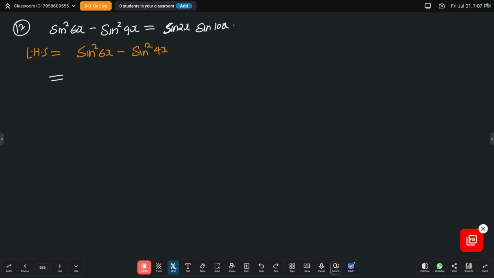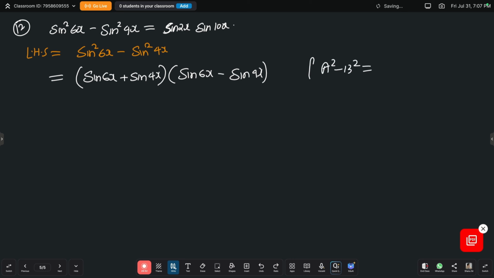So immediately you should think, I don't have such a formula, but I have a square minus b square. You just observe and follow. A square minus b square is a plus b, a minus b. So it will be sine 6x plus sine 4x, another bracket sine 6x minus sine 4x. What I did here, I applied the a square minus b square formula. A means sine 6x, b means sine 4x, so it is a plus b and a minus b.